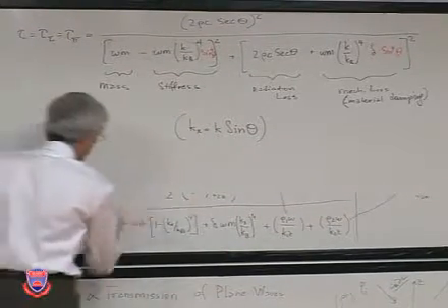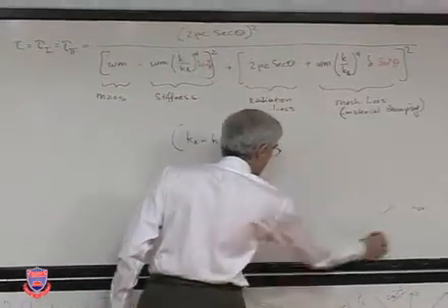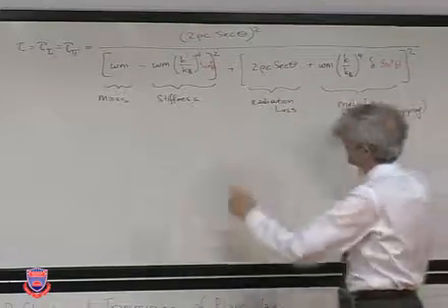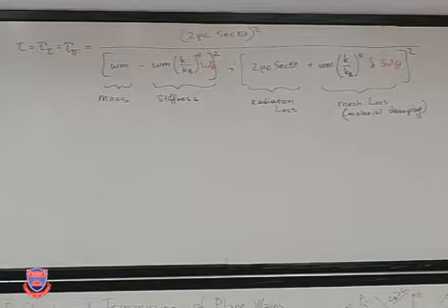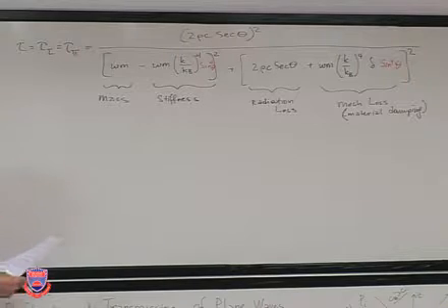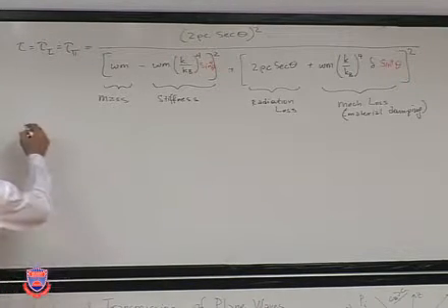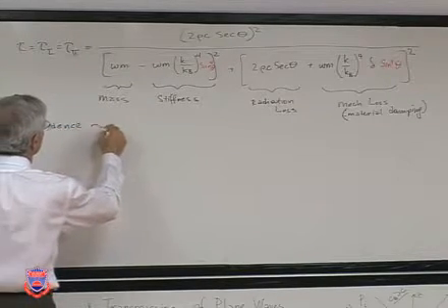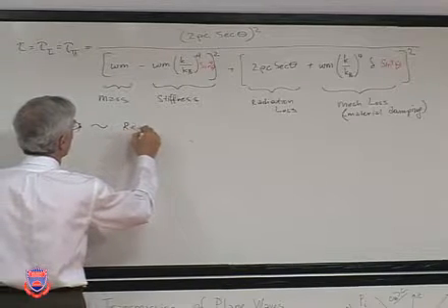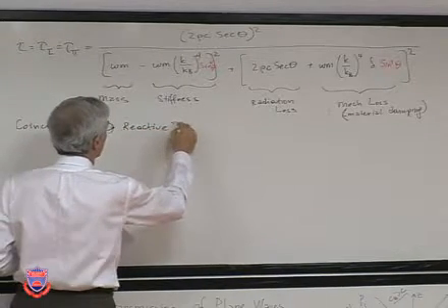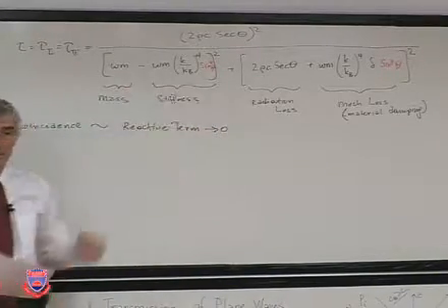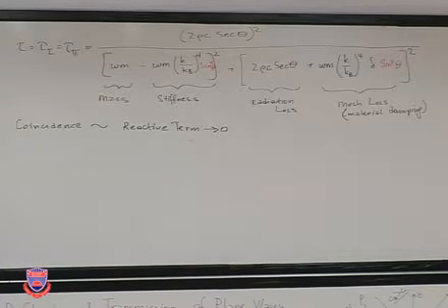Let's make some approximations. We talked about this so you understand basically what are some of the things involved in terms of the relative values. Let's make some approximations. Okay, what's coincidence? Coincidence is when the reactive term goes to 0. In this part, right? That goes to 0.